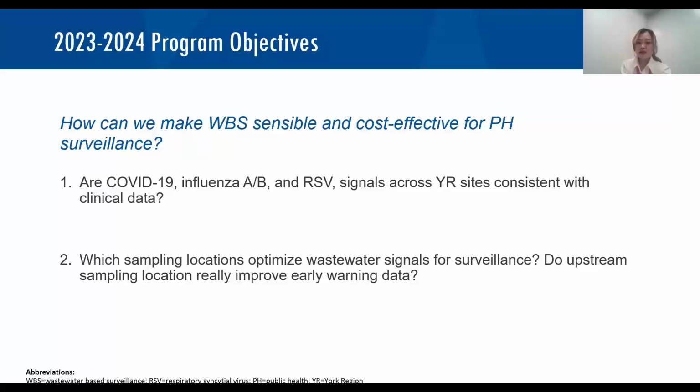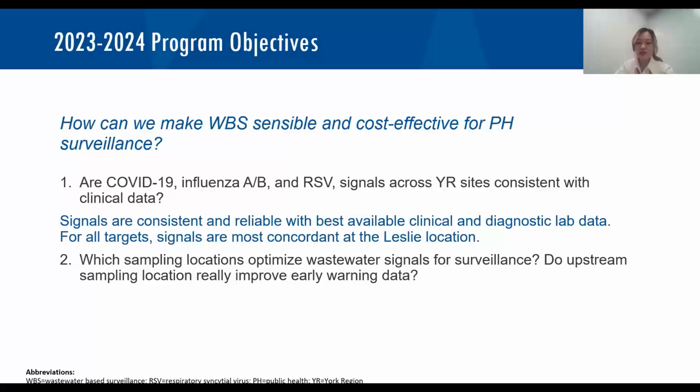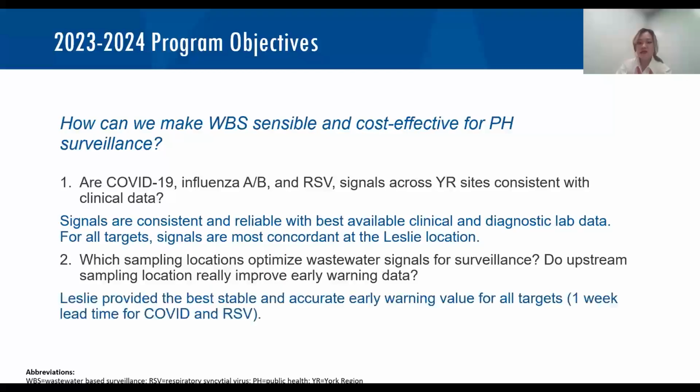Our program objective from this was to see whether or not we can make wastewater surveillance sensible and cost-effective for public health surveillance purposes. We wanted to look at two questions specifically. Are the disease signals, COVID-19, influenza A, B, and RSV, across York Region sites consistent with the clinical data? From our previous results, we can see that it was. The second was whether or not sampling locations optimize wastewater signals for surveillance, and does it matter if the sampling site was upstream or downstream? From the earlier results, we've seen that Leslie was the best and most stable early warning system for all targets, and Leslie provided us with unique upstream benefits compared to all of the sampling sites.